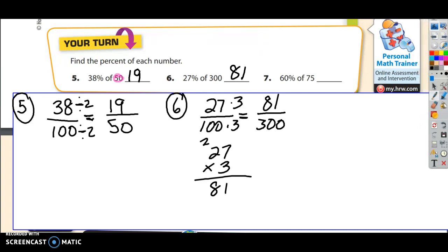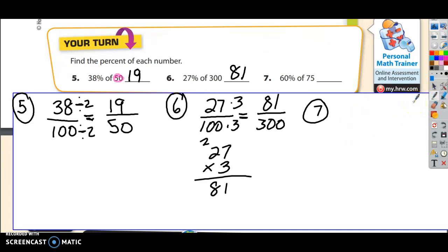All right, let's check out number 7. Number 7 is 60% of 75. Is this a good one for proportional reasoning? 60% means 60 hundredths out of 75. It is not. 75 doesn't go into 100. 100 doesn't go into 75. It's going to take some work to use proportional reasoning there. So I'm going to use my other method.